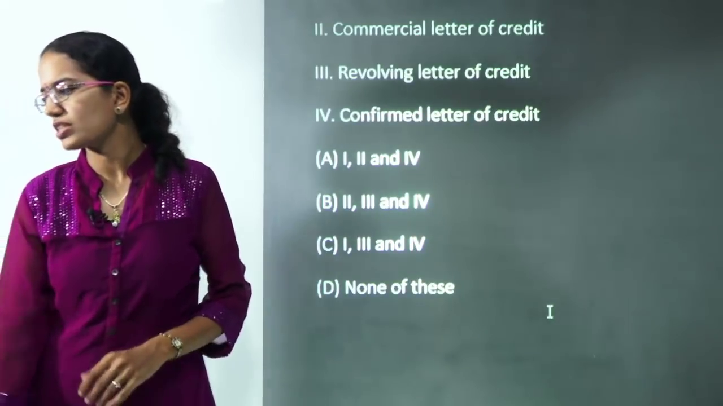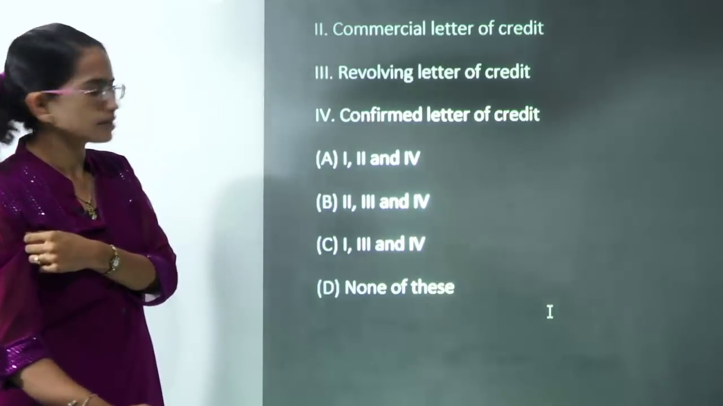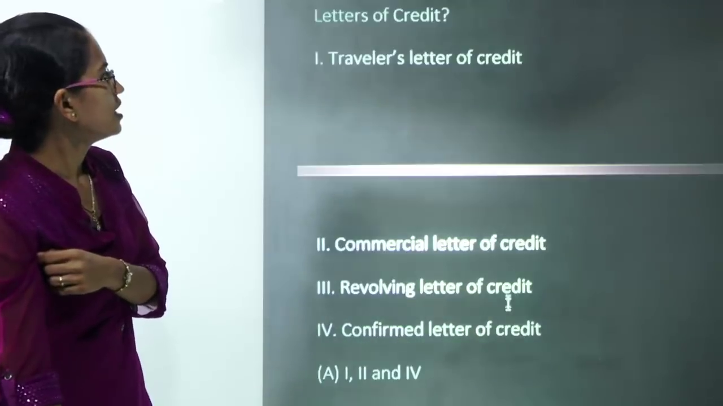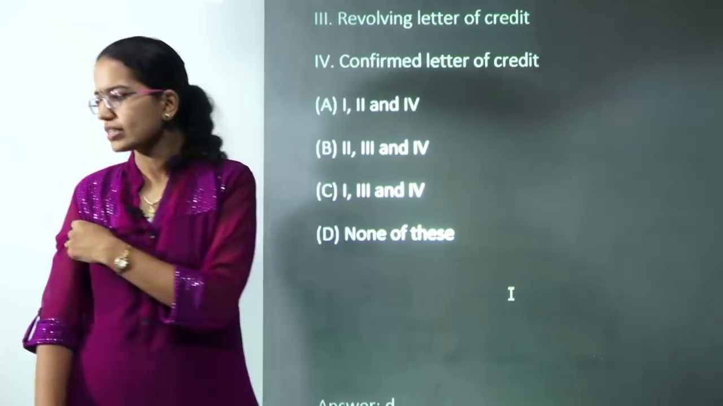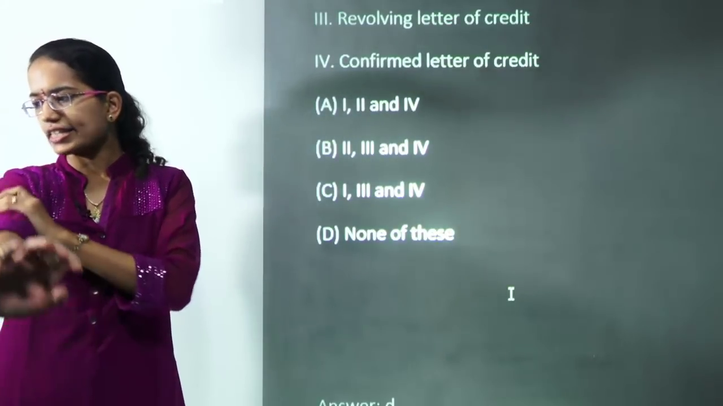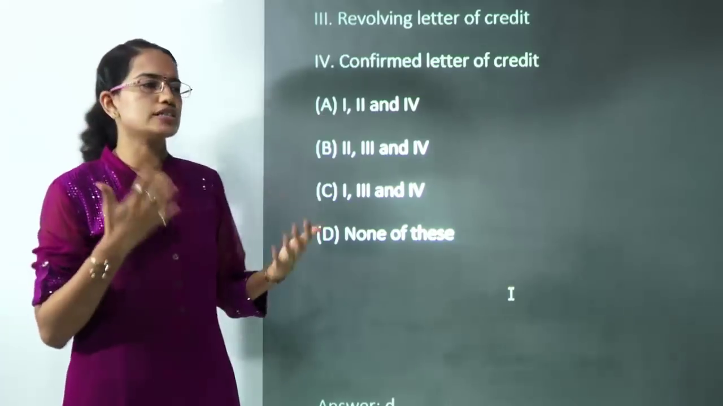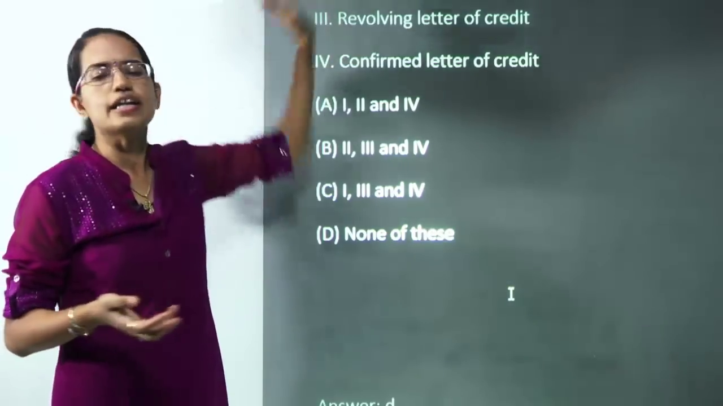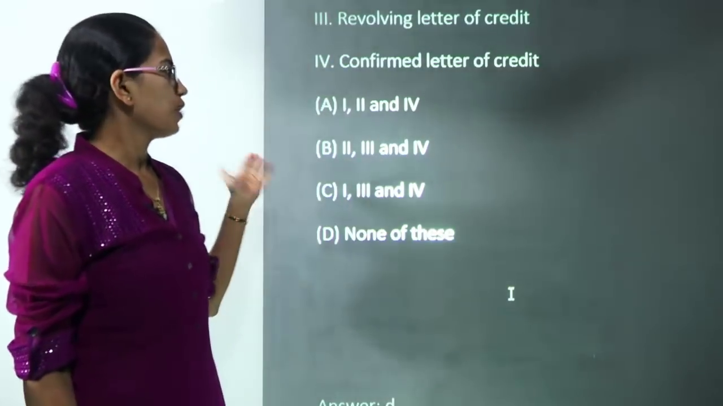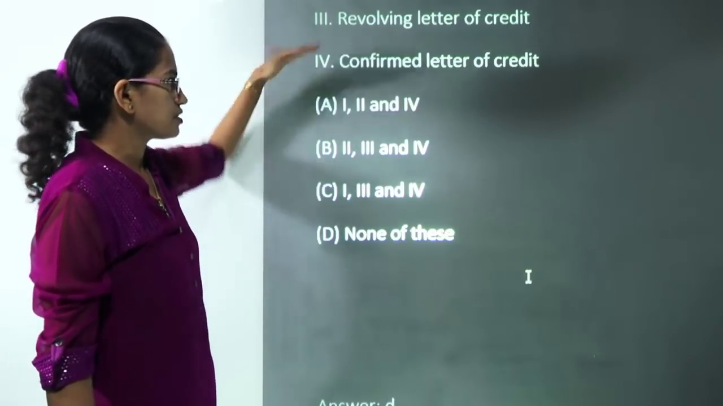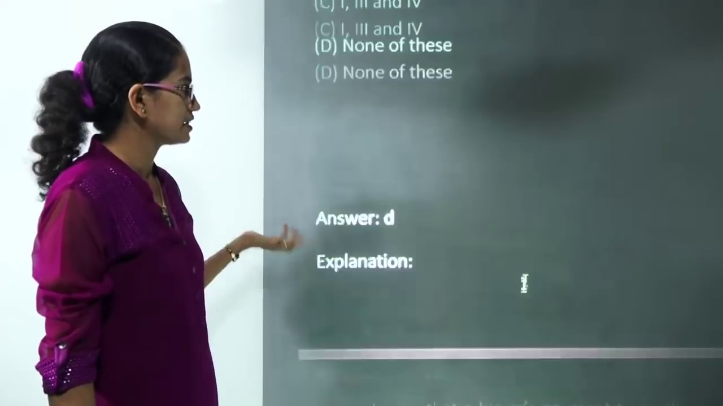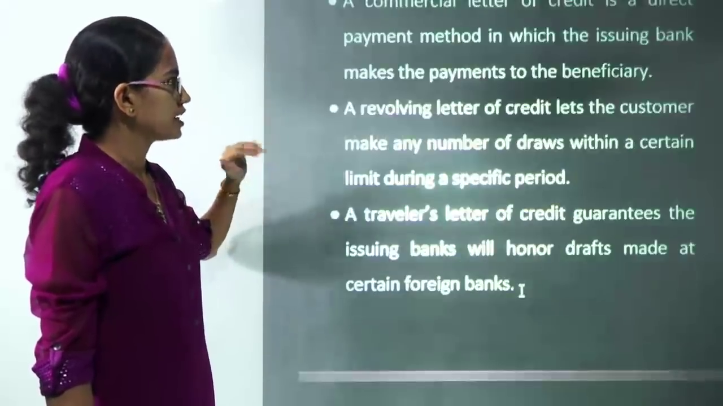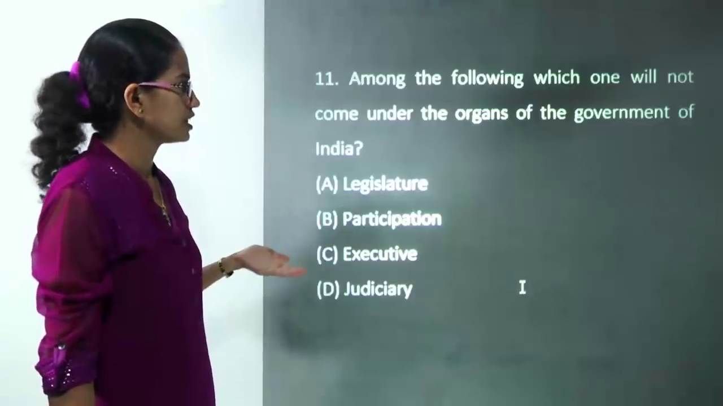So let's see what's the correct answer for question number 10. So question number 10, look, 4, right Ajay. So none of these is the correct choice. That means all of those are the correct letter of credits that are there. So all these 4 are the types of letters of credit. It's basically the bank guarantee that's issued, and therefore it's again very important. It was recently in news.